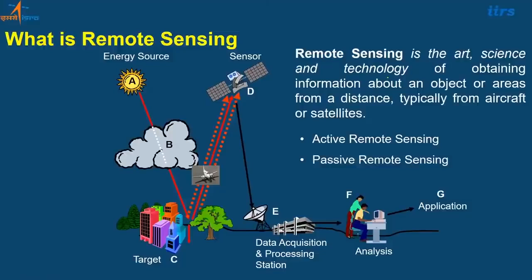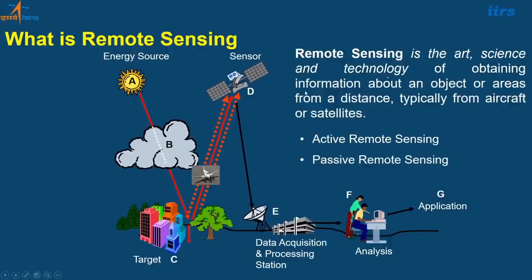So we can say remote sensing is the art, science and technology of obtaining information about an object or an area from a distance. What is that distance? From space, typically from an aircraft, or it can be a satellite also. I can mount my sensor on top of a satellite or an aircraft. More recently, we are also mounting our sensors on top of a drone, or a UAV.